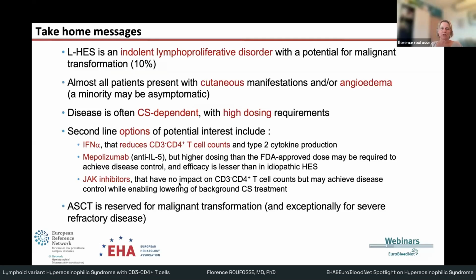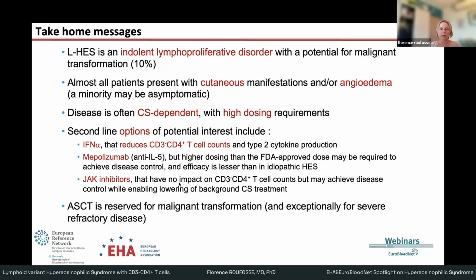And I will end with my take-home messages here. So L-HES is an indolent lymphoproliferative disorder with a potential for malignant transformation. Almost all patients have cutaneous manifestations and/or angioedema. So these have to be clues in the clinic. If you have skin, angioedema, fasciitis, and hypereosinophilia, do a thorough T cell phenotyping with the different markers, if possible, that I showed you on one of those slides.